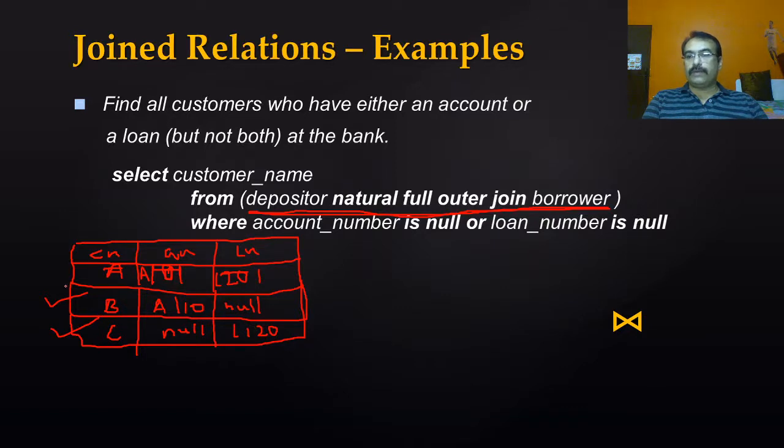So in the output I am going to get only these two tuples, which will be the customers who have either an account or a loan but not both. Who have both? A. So we are not going to produce A into that. Okay, so this way I can make use of join relation. This is a little complicated query to understand, but this is something at this level we are supposed to write.